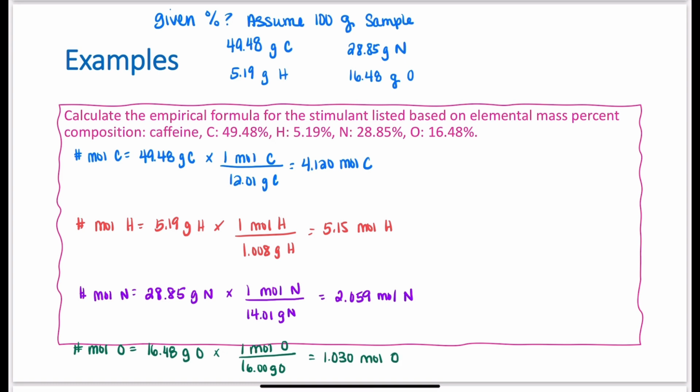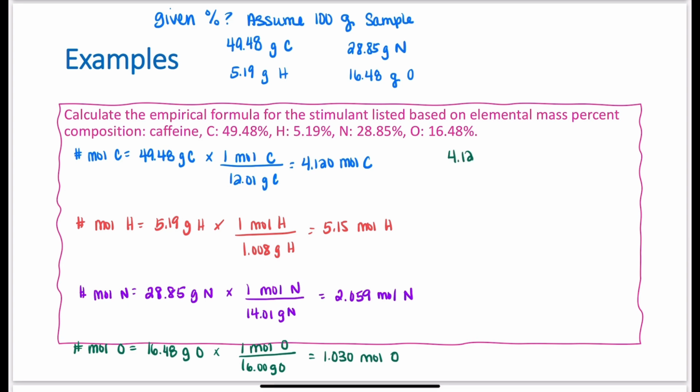So now I have the moles of each species. Now I just need to compare them. Look at all of them, find the smallest number. And I find my smallest number is oxygen, my smallest number of moles. So I'm going to compare everything to oxygen. So for carbon, 4.120 moles of carbon to 1.030 moles of oxygen gives me a value of 4 carbon to every 1 oxygen.